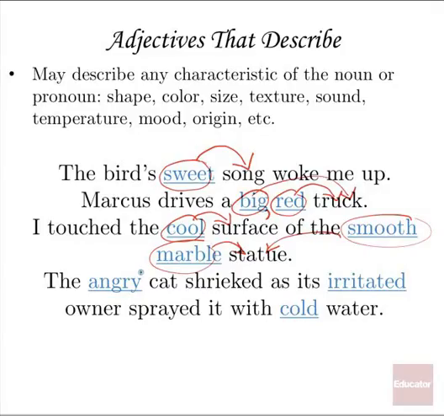All right, then we have the angry cat. Well, that describes an emotional state of being. Shrieked as its irritated owner. I think anybody who had an angry cat would be irritated, especially if it were shrieking. Sprayed it with cold water, and that describes the temperature of the water. So as you see, adjectives that describe are actually pretty easy to pick out.